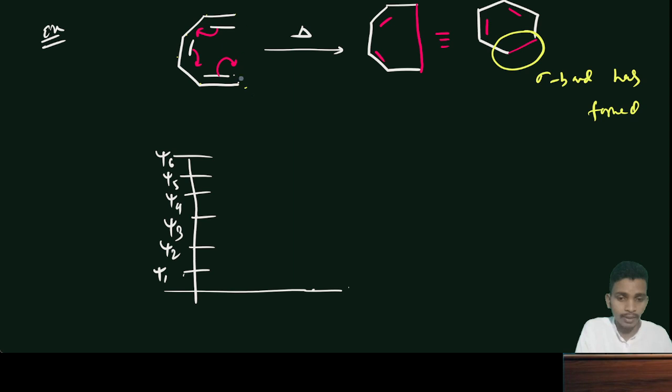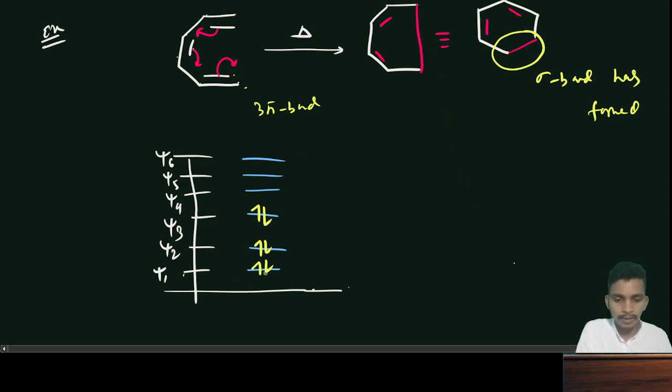So this one, then what do I do here? How many pi electrons are there here? 1, 2, 3, 4, 5, and 6. Okay, so now how many pi electrons are there? 1, 2, 3. So 3 pi bonds means 6 pi electrons are there. So fill 1, 2, 3, 4, 5, 6. Okay, this is on heating.